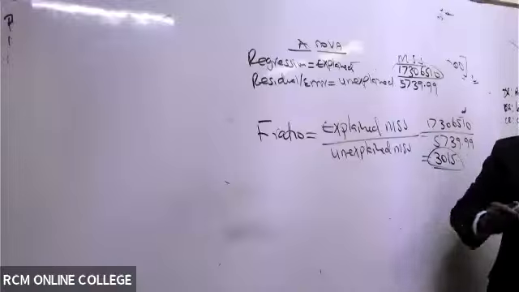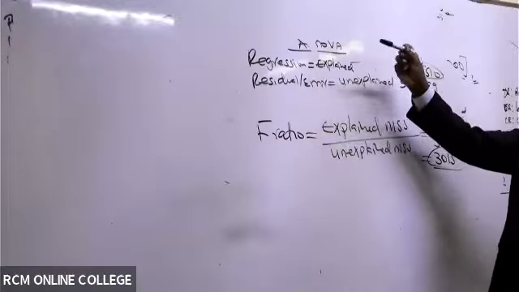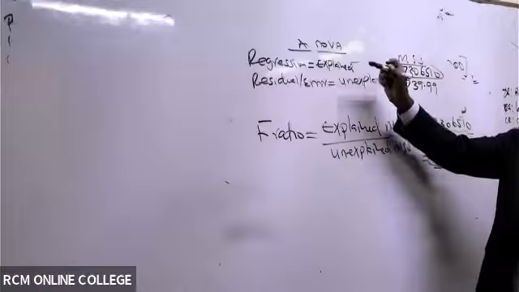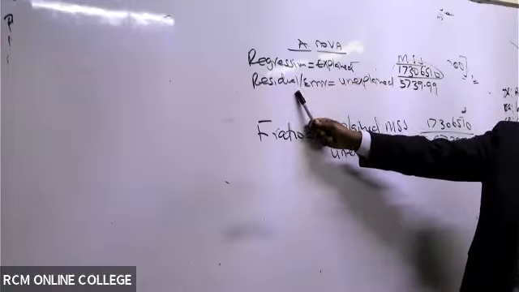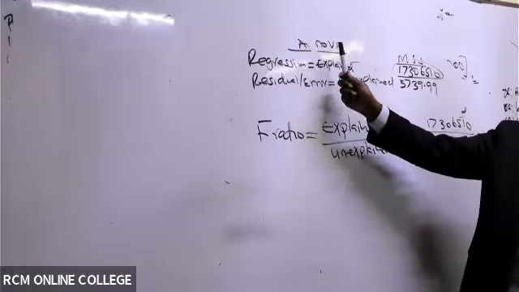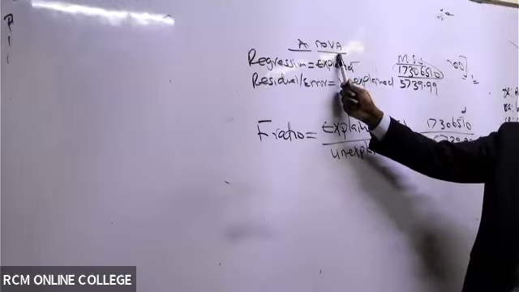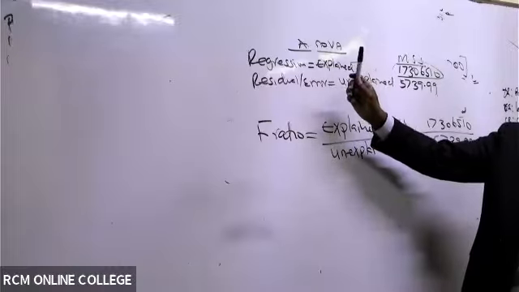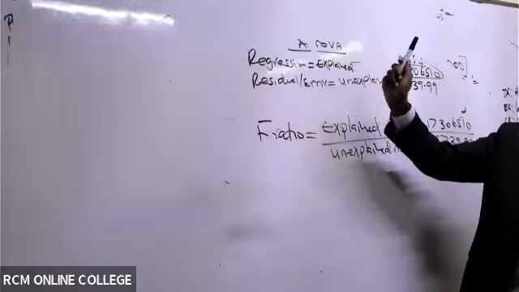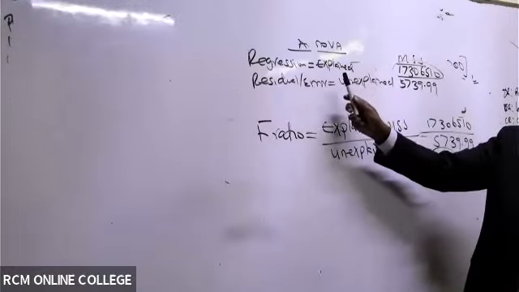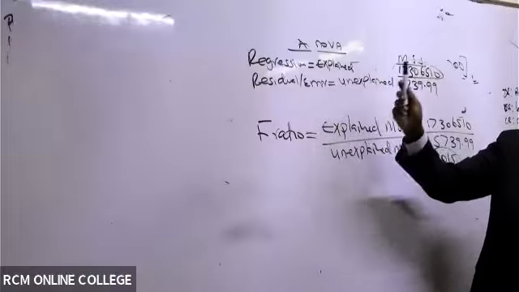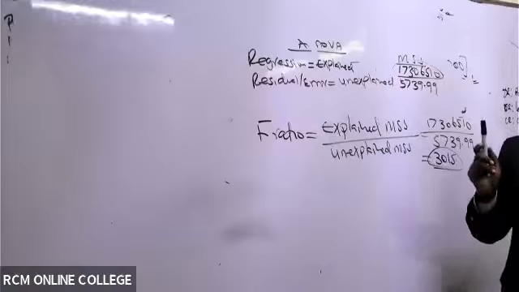All right. But have you been able to understand here that there are two types of variances? We have what we call regression and what here? Residual. And regression is what we call explained. And then residual is what we call unexplained. There are two types of variances.